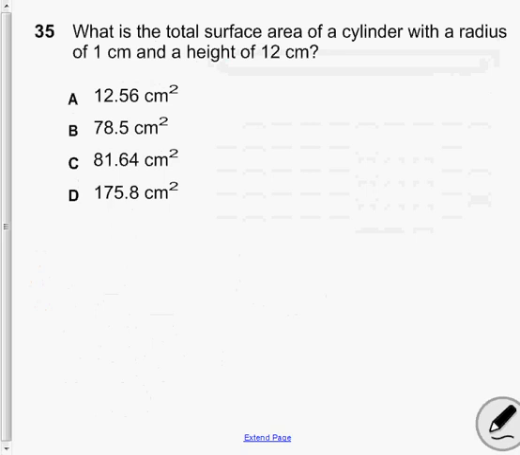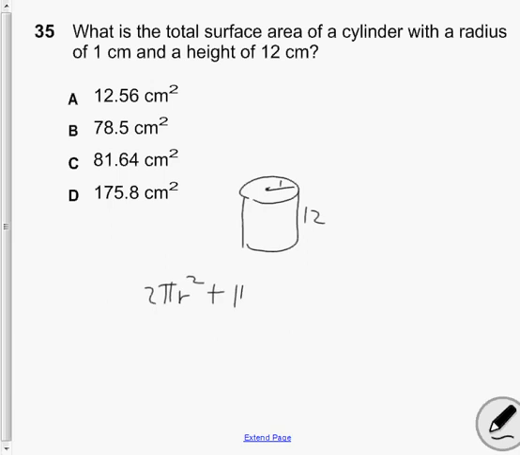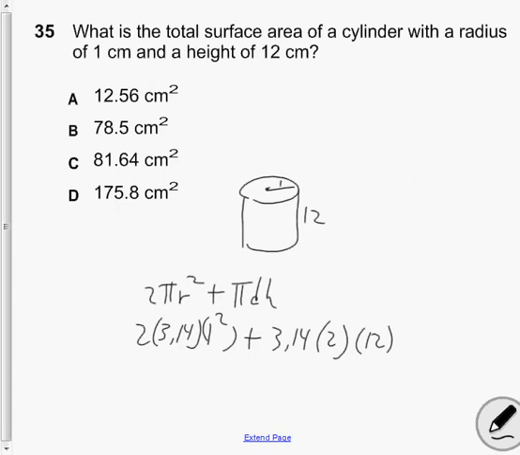Question 35. What is the total surface area of a cylinder with a radius of 1 and a height of 12? So two circles, which is 2 pi r squared, plus that pi d h, which we did in the last one, would be 2 times 3.14 times 1 squared, plus 3.14 times 2 times 12, because if the radius is 1, then the diameter would be 2. This would be 2 times 3.14 times 1 squared, which is 1, or 6.28.